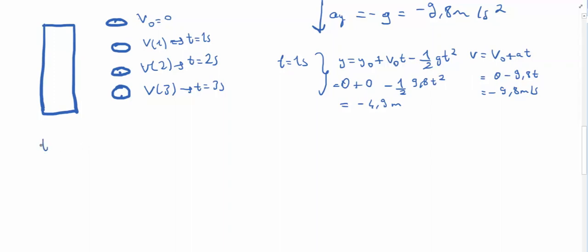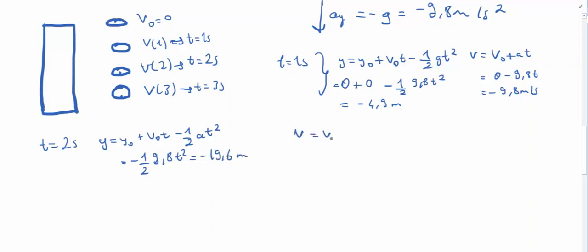And for t equals 2 seconds, again the same, y0 plus v0t minus 1 over 2 at squared. So this should equal, again, 0 minus 1 over 2 times 9.8 times t squared, and this is equal to minus 19.6 meters, and for velocity, again, times t, minus 9.8 times 2, minus 19.6 meters per second.